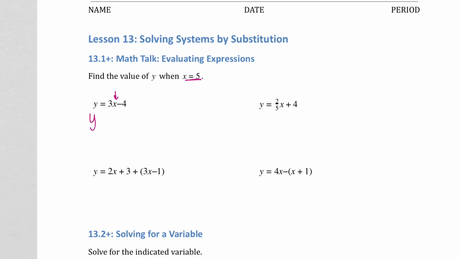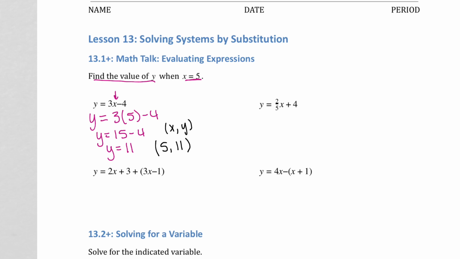So we're going to have y equals 3 times 5 minus 4. 3 times 5 is 15. 15 minus 4 is 11. So y equals 11. So this did specifically say to find the value of y, but I also want you to write beside it, because whenever you have an x and y pair, it's almost always going to be a coordinate. So we're going to have 5, 11. So this is our coordinate pair. And this is always going to be x, y. Just a refresher there. So I want your final answers to be like this right here.